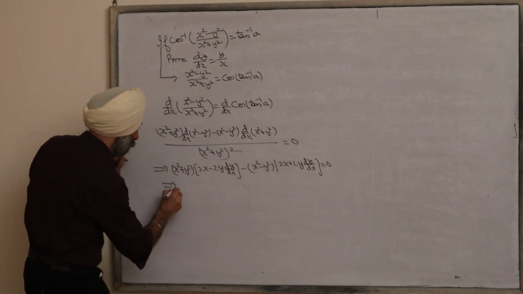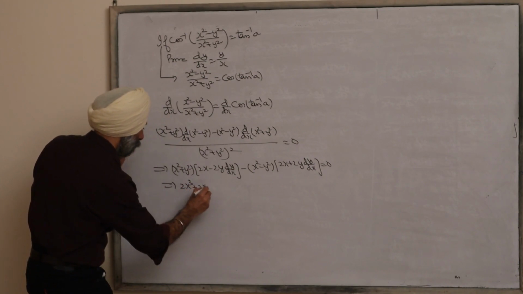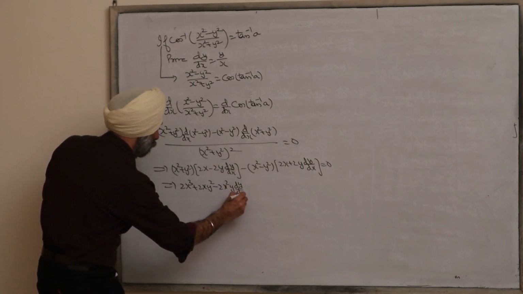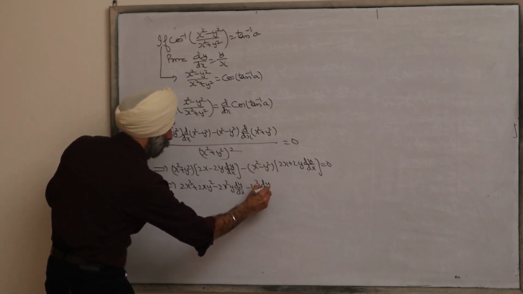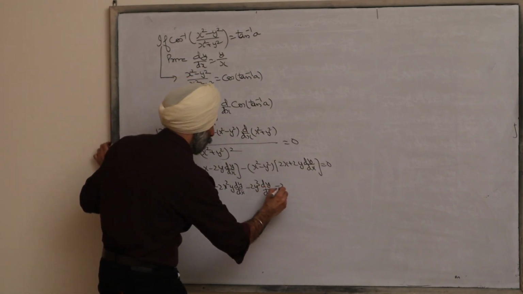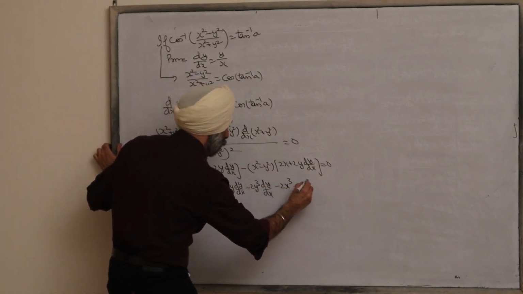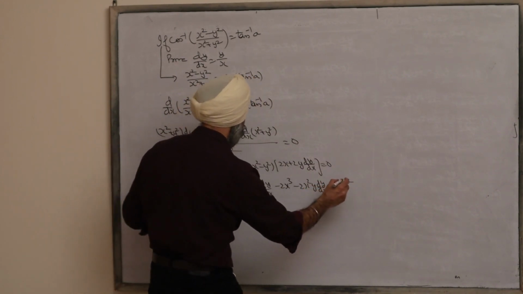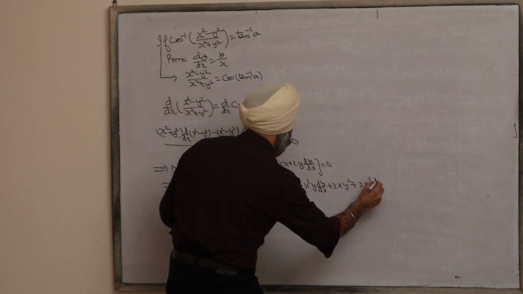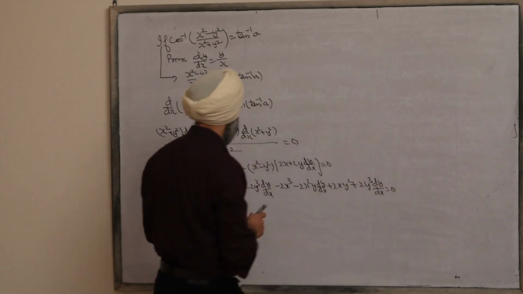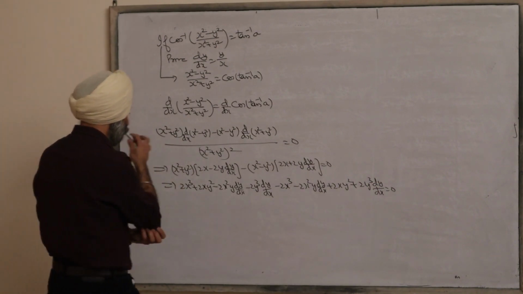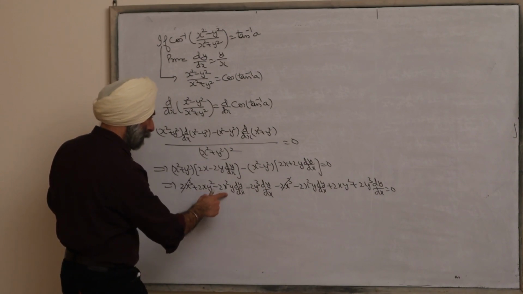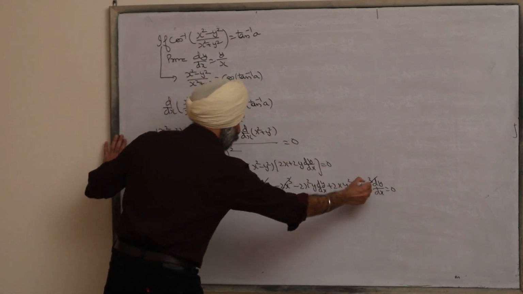So which means 2x³ + 2xy² − 2x²y dy/dx − 2y³ dy/dx − 2x³ − 2x²y dy/dx + 2xy² + 2y³ dy/dx = 0. Now see if any of the terms cancel or not. This will cancel. This is 2xy², this is minus 2x²y, this will cancel.